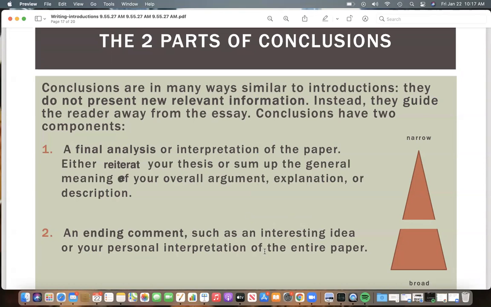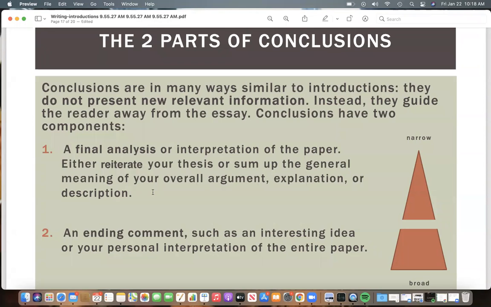Conclusions have 2 components. First of all, a final analysis or interpretation of the paper. Oh my gosh, I'm so sorry. This looks so terrible. I tried to get a kid to fix this for me one time because it used to say restate, and I don't want you to restate your thesis. I don't want you to say exactly what you've already said and just regurgitate what you've told your reader earlier in the essay. Find a new way to frame it.